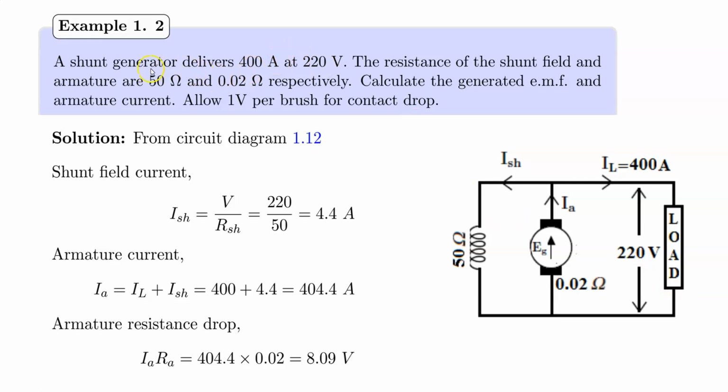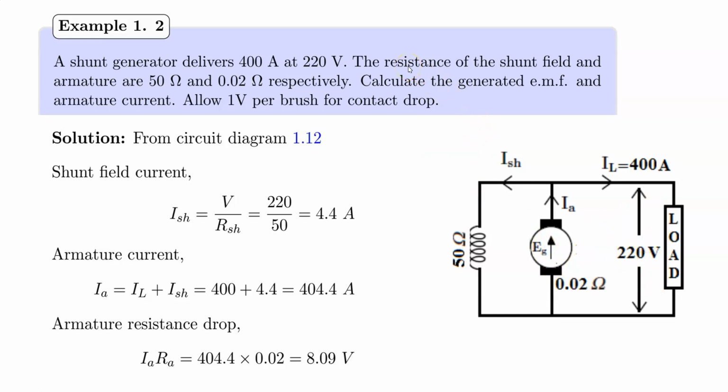So in this question, it says a shunt generator delivers 400 ampere at 220 volt. Delivers means it is giving something. Normally the generator delivers to the load. That means the voltage which is delivered to the load means terminal voltage. So 220 volt is the terminal voltage. And the current which is delivered to the load is the load current, that is 400 ampere. So first of all, just write these things in the schematic diagram. So 400 ampere is the load current and 220 volt is the terminal voltage.